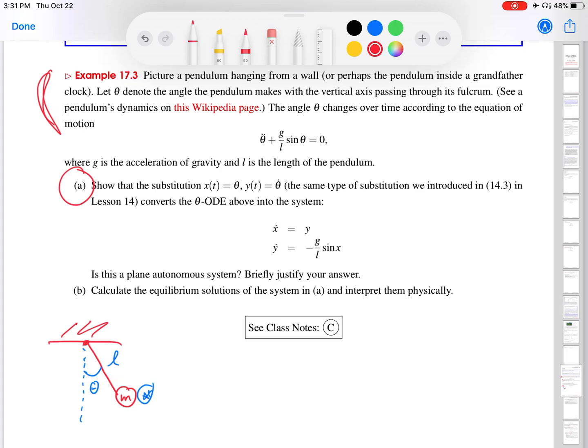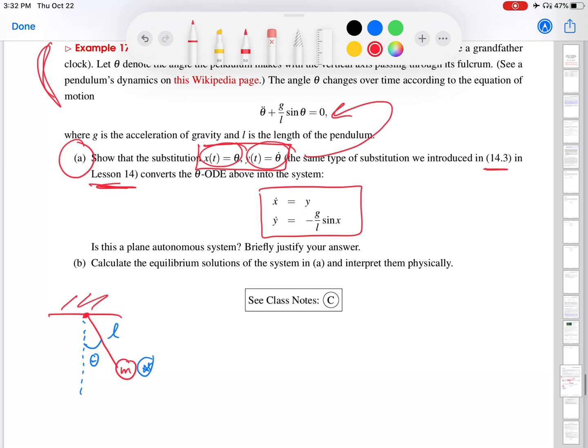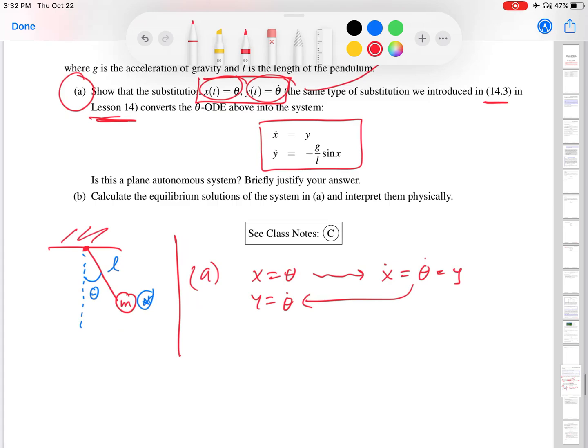This part of the question asks us to say, well, if I assume this substitution, which again is the same substitution we've been using in lesson 14, if I use x equals theta, y equals theta dot, and I use that to convert this ODE, show that I get this system. So let's do that first. So A. If x is theta and y is theta dot, let's do our usual dance here. X dot is theta dot, which is equal to y. Great, so my first equation in my system is x dot equals y.